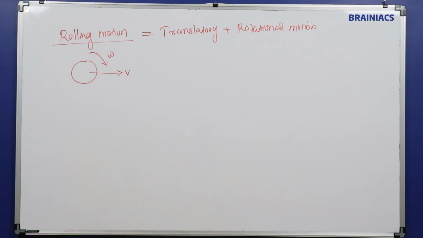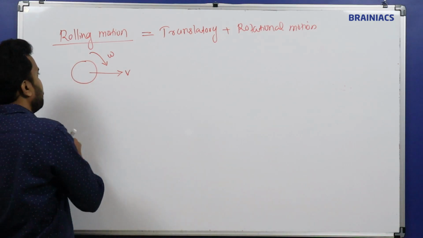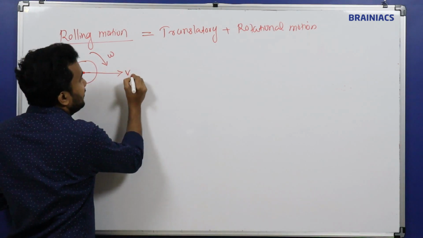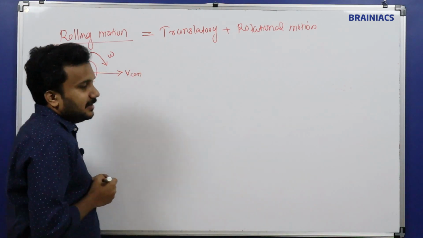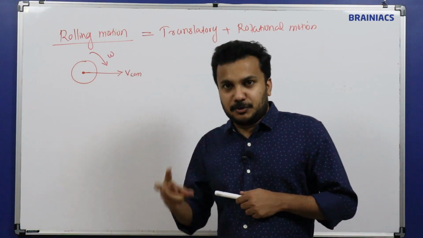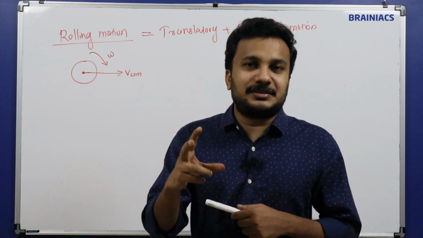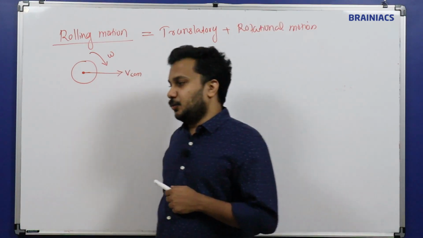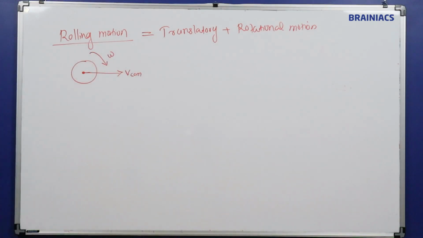This velocity is called the velocity of the center of mass. If this is a ball, then on the center line the velocity acts, that is a linear velocity, and we have written it as VCOM, the velocity of the center of mass. So in a rolling motion, for velocity two parameters are involved, the velocity of the center of mass and omega. Next, we are going to find out the velocity at different positions of a body.